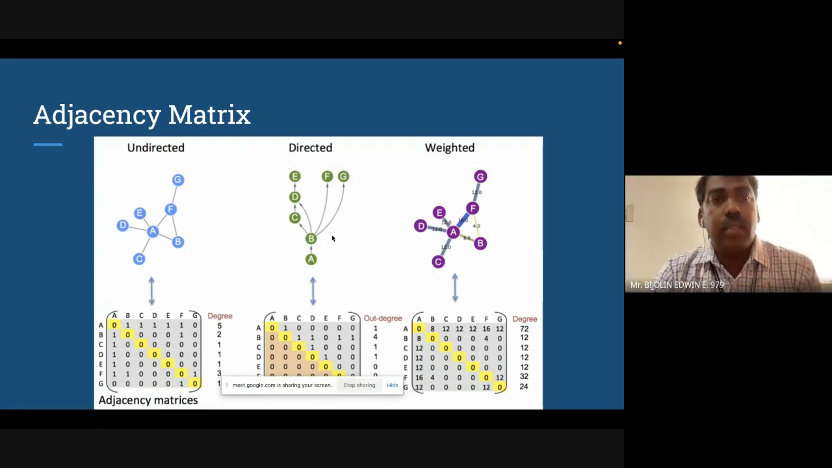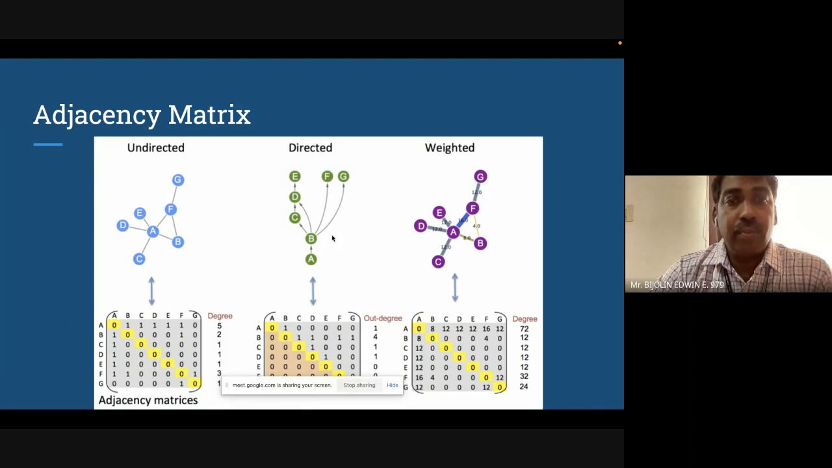Okay, and in adjacency matrix also we worked with undirected graphs. Then directed graphs also we have gone through, and also the weighted graphs. Weighted graph means the graph is assigned with some weightage points. It can be based on a real world scenario also.